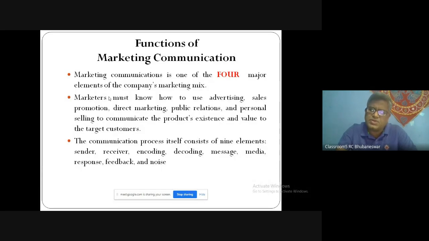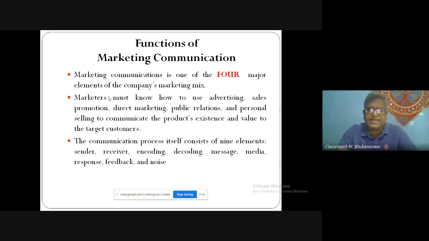But my dear students, if you talk about marketing communication, there are four different elements. What are the four elements? The marketer must know how to use advertising. How do you communicate to your customer? Through advertisement, with different media: TV media, print media, wall advertisement. There are different ways. I am not focusing on advertisement; advertisement is a special subject of its own. In advertising management, you learn the detail regarding it.